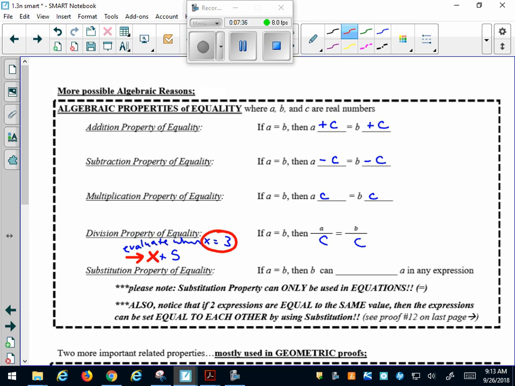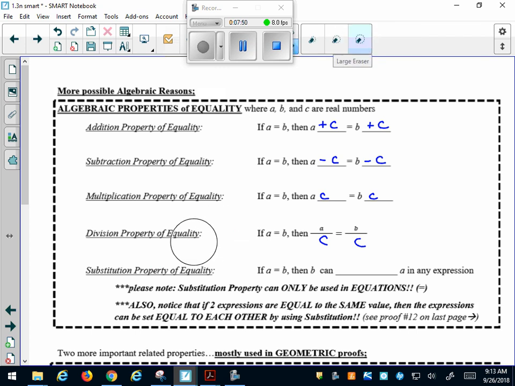Oops, crossing out an x makes it still look like an x. And put a 3. And then this becomes 3 plus 5. And that's 8. So what the substitution property of equality says is that if A equals B, then B can replace A in any expression. In other words, wherever there's a B, you could put an A. Just like we said, wherever there's an x, you could put a 3.